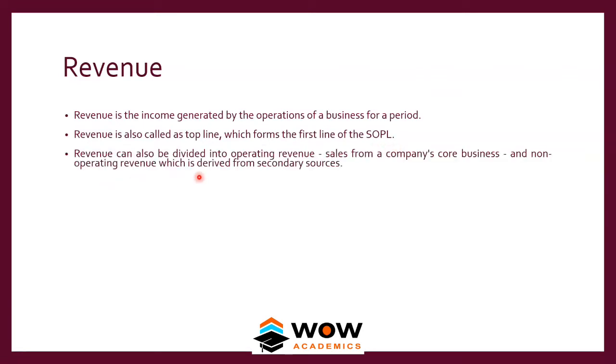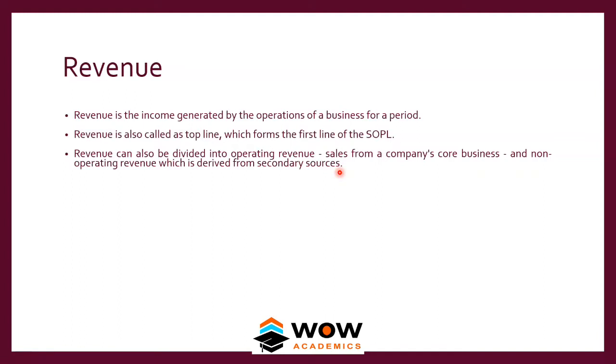Revenue can also be divided into operating revenue. Okay, so operating revenue is, assume that you are a car manufacturing company. Any income that the car manufacturing company gets by selling cars, it's a core business income. And non-operating revenue, which is derived from secondary sources.